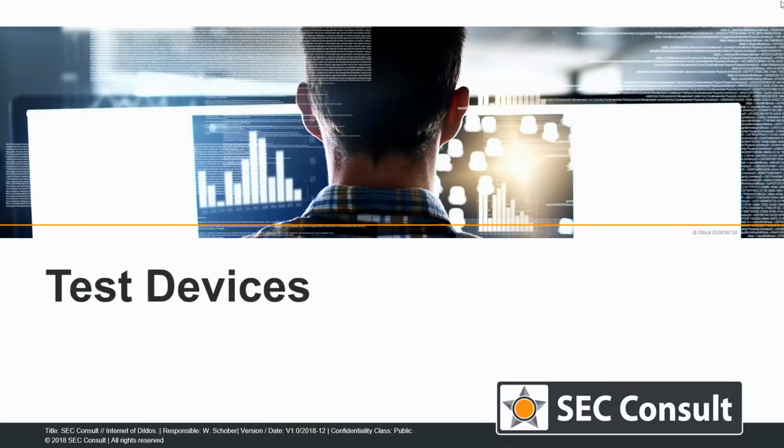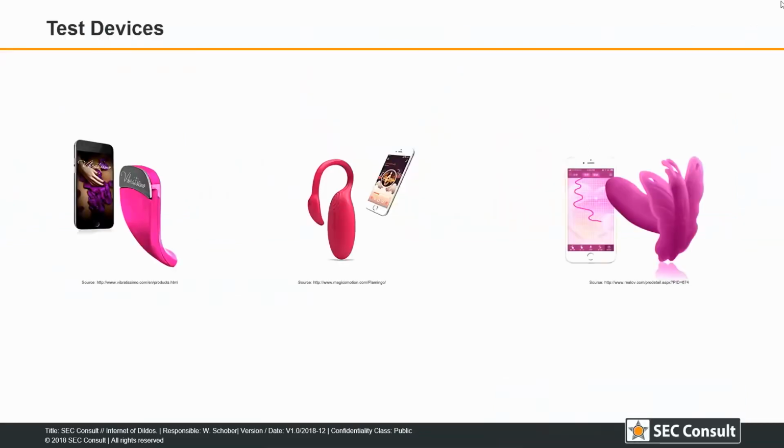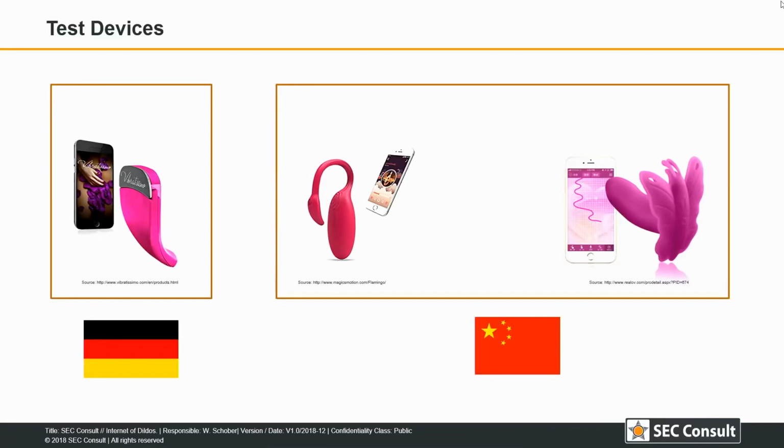And now I would just want to talk about the test devices, because those are very important. So I selected 3 test devices for my master thesis. On the right side, we have, that's not a joke again, Vibratissimo Panty Buster, that's the real name. In the middle, we have the Magic Motion Flamingo, and on the left side, we have the Realov Lydia. So the devices on the left side and in the middle have one thing in common. They are manufactured in China, and the device on the right side is manufactured in Germany.